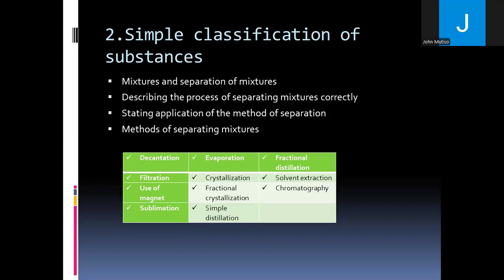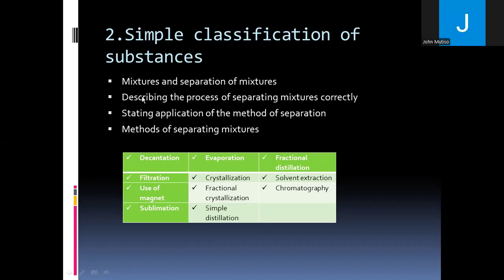classification of substances. Anyone with a question testing on use of apparatus? Okay. So the second main area, you realize that now we are in form 1. This is topic number 2, simple classification of substances. So what is tested here? It is mixtures and the separation of mixtures. Number 2, describe the process of separating mixtures correctly.